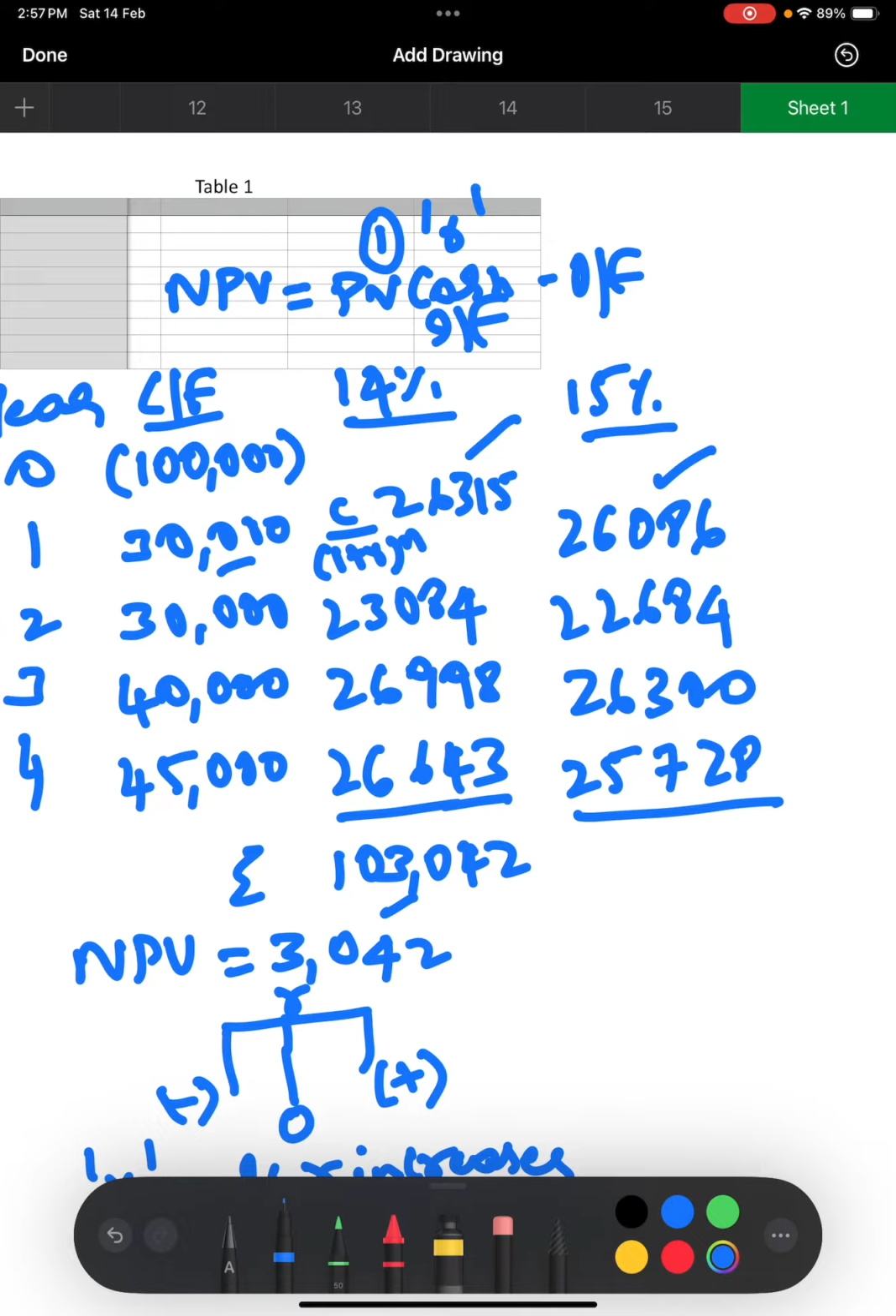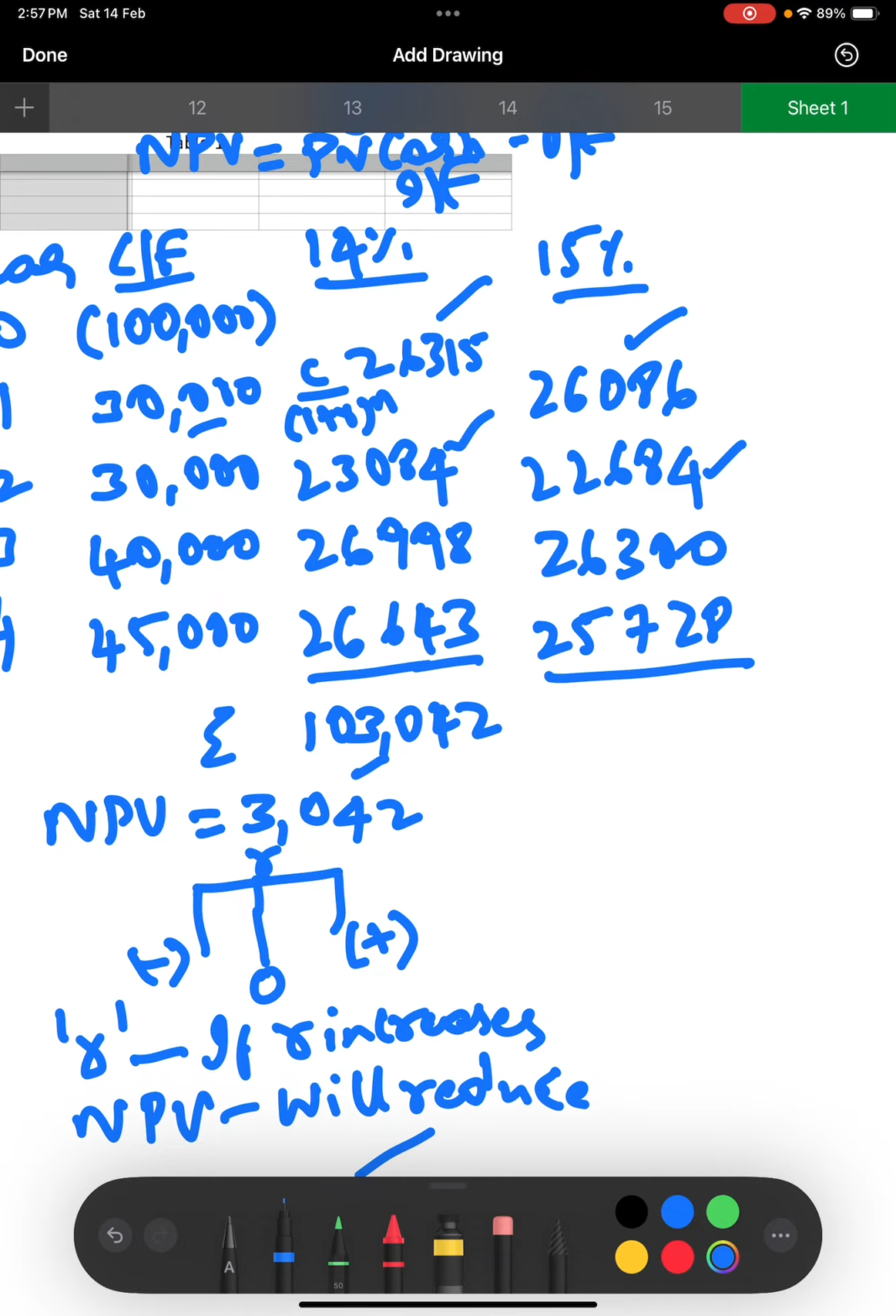It's the same here. It was 23,084 and now it is 22,684. So the point I'm trying to make is again the same thing: when you increase the R, your cash flow will reduce. So the total for 15% is coming to 1,800 minus 81. You see the difference?